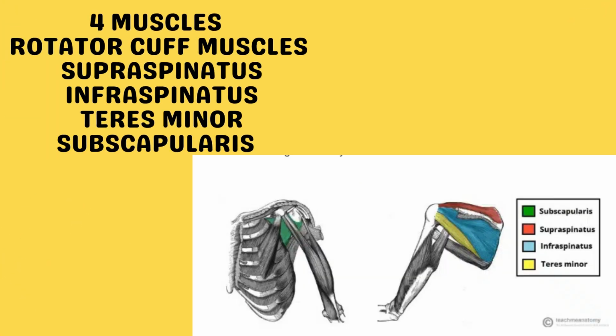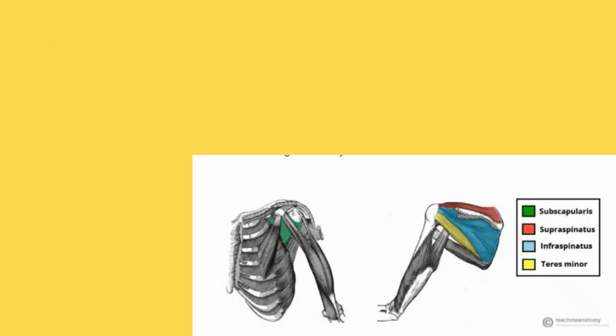The shoulder joint consists of four muscles known as rotator cuff muscles: the supraspinatus, infraspinatus, teres minor, and the subscapularis. As you can see in the picture, the red one is the supraspinatus, the one in blue is the infraspinatus, the one in yellow is the teres minor, and the one in greenish color is the subscapularis.